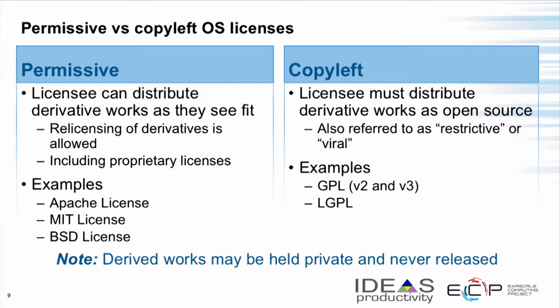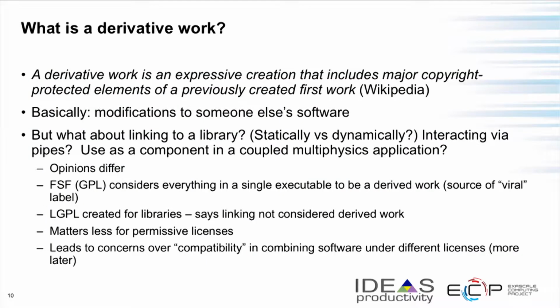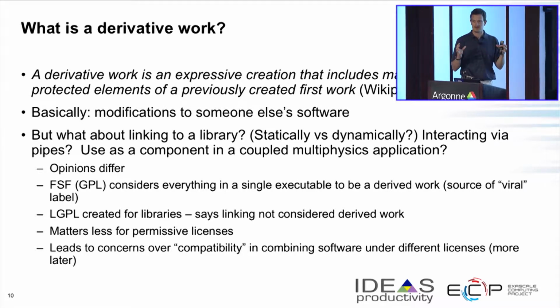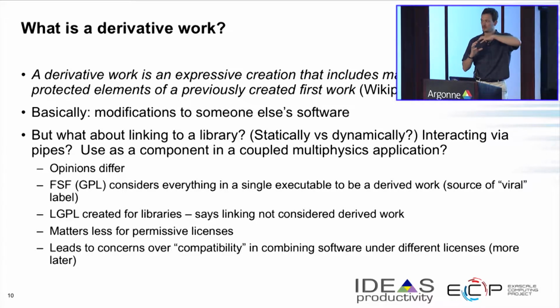So the key there, when we start to break this down, is, well, what is a derivative work? Basically, that's modifying someone else's software. And the key difference here is that LGPL, which was created for libraries, the Lesser GNU Public License, says that if you link against someone else's code, rather than modify their code, you have a library and you link against that library, that your code that you are linking to that library is not a derivative work.